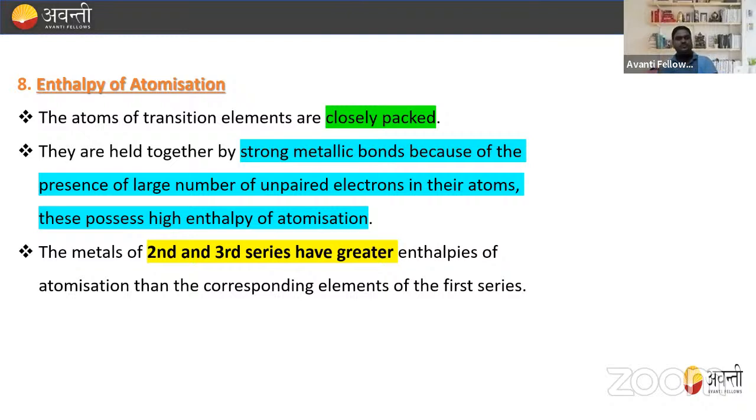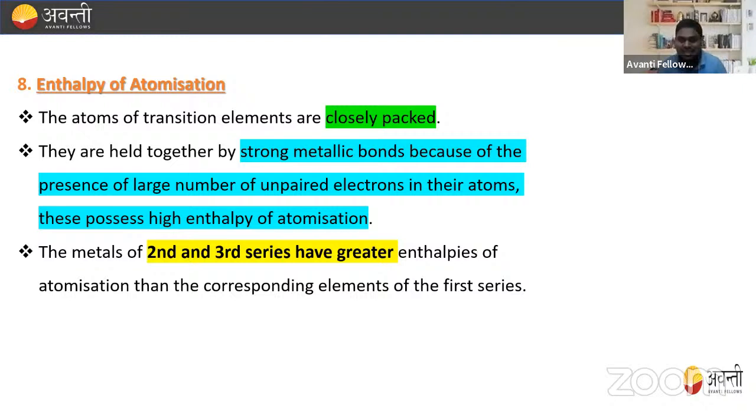Okay. So the atoms of transition elements are closely packed and they are held together by the strong metallic bond. Because of the presence of a large number of unpaired electrons in their atoms, these possess high enthalpy of atomization. So remember this: the first point is they are held together by the strong metallic bond, and because of the large number of unpaired electrons in the atoms, they possess high enthalpy of atomization.